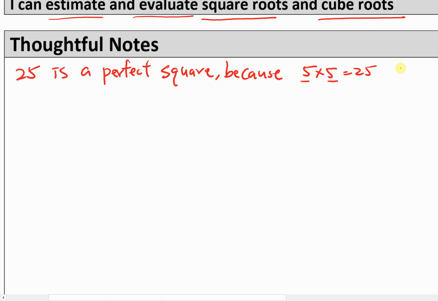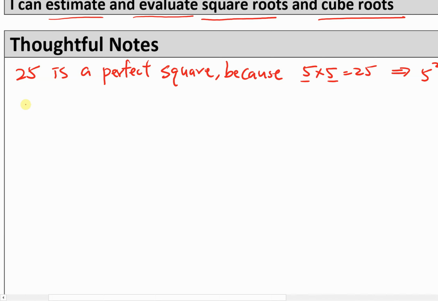Now, of course, we have a notation to show this. We say that 5 squared is 25. This is going forward. If you go backwards, we're doing the opposite kind of operation, like multiplying and dividing, or adding and subtracting. The opposite of a perfect square we call the square root. So 25 is a perfect square because 5 squared is 25.